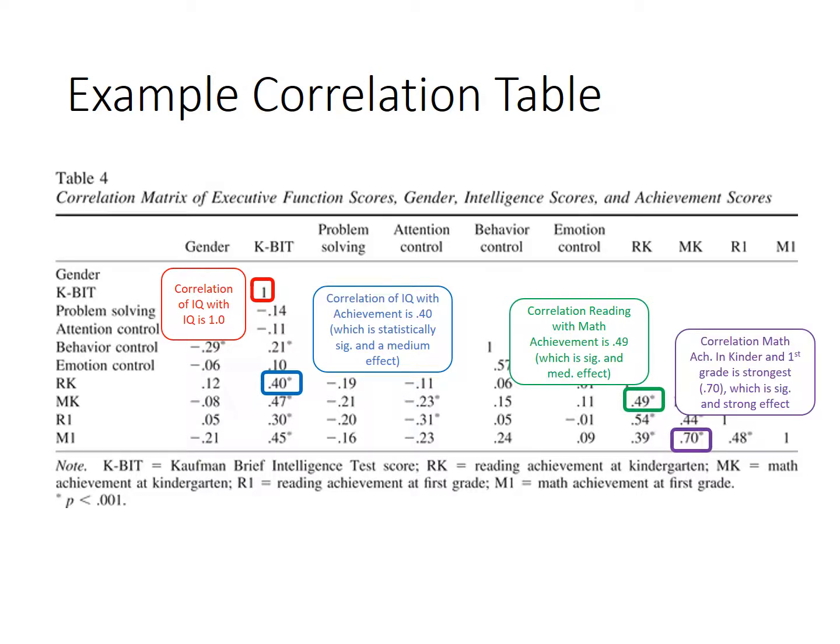The strongest effect in this entire correlation matrix is the correlation of math achievement in kindergarten with math achievement in first grade. That's a 0.70 effect. We would classify this as a strong effect. And again, it's statistically significant. And this is something that you'll see over and over again in educational research, that prior achievement is the greatest predictor of current achievement.